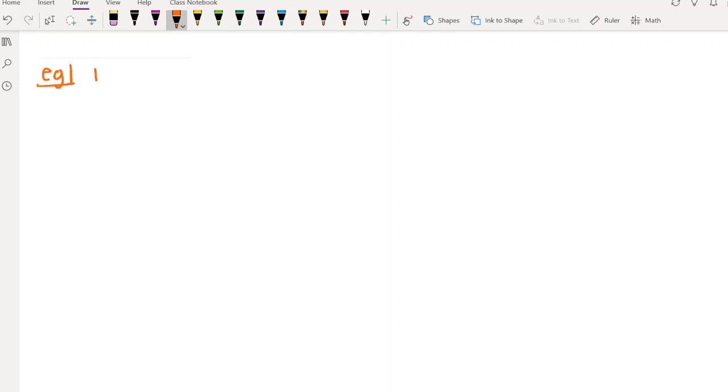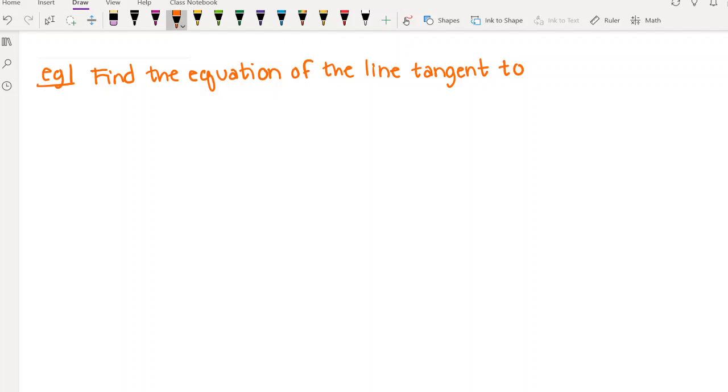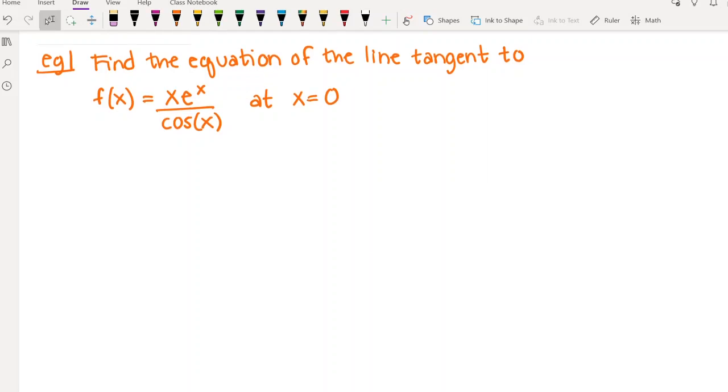So let's say that we wanted to find the equation of the line tangent to f of x is equal to x e to the x over cosine of x. And we're going to do it at x is equal to 0. So if we're trying to find the equation of a tangent line, we want to start by taking the derivative, right? Because we're going to need the slope of the tangent line, and the way we get the slope of the tangent line is from the derivative.